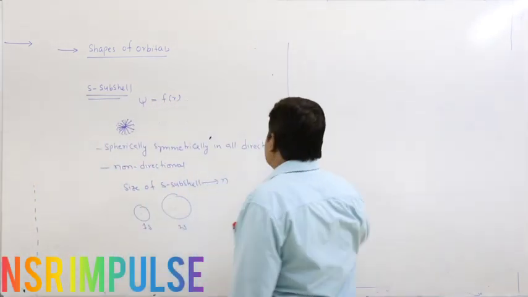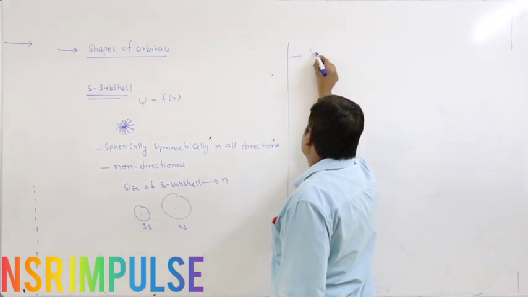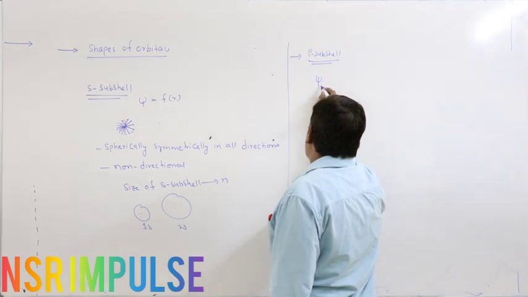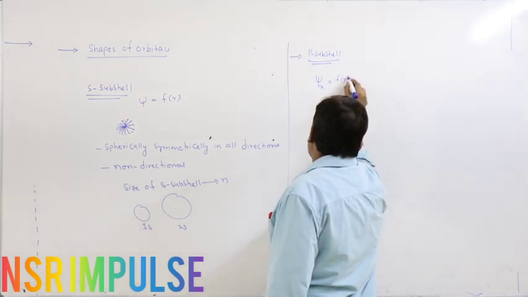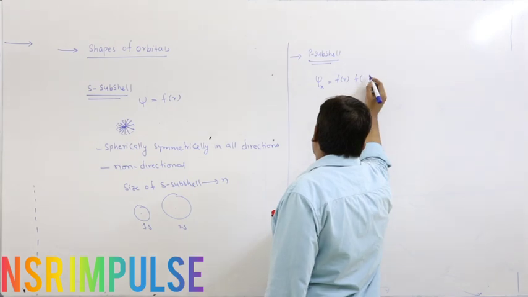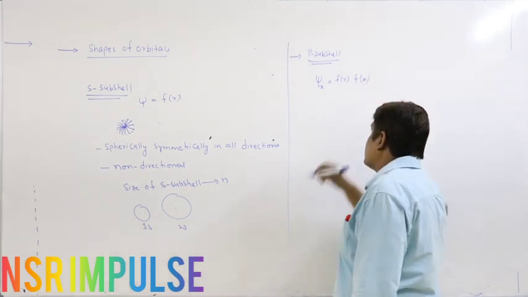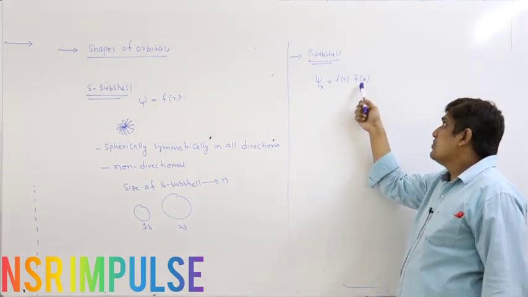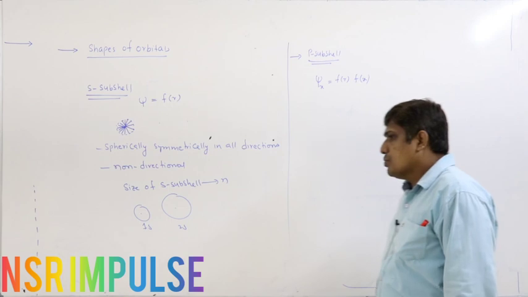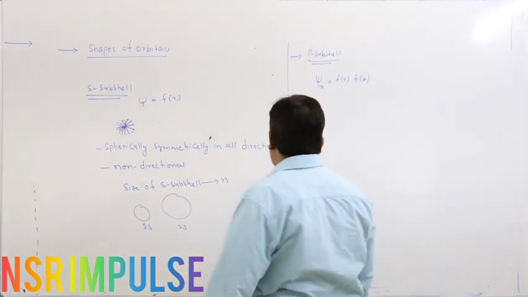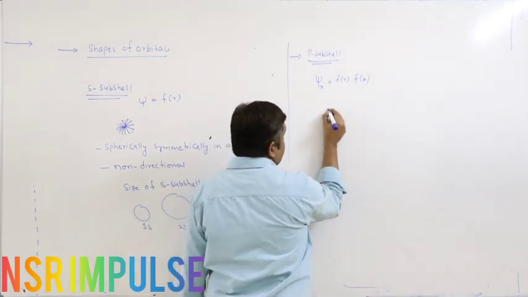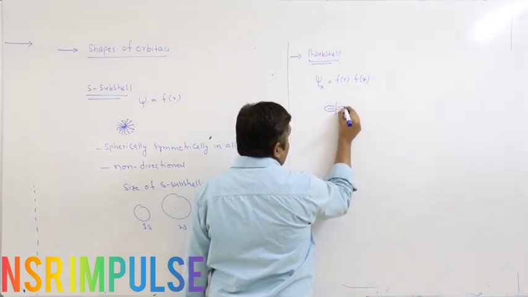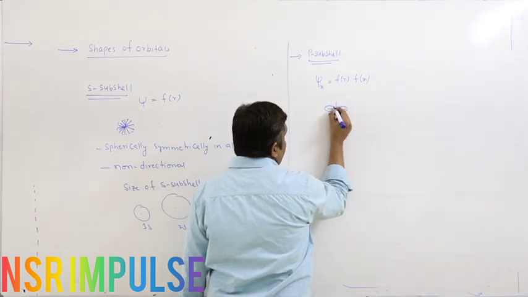Coming to the next one, that is P subshell. Here the wave function is found to depend upon two factors. One is distance from the nucleus and one direction in the space. The probability wave function depends upon distance as well as one direction in the space. So because of these directional properties, here you will get two lobes orienting in a particular direction.